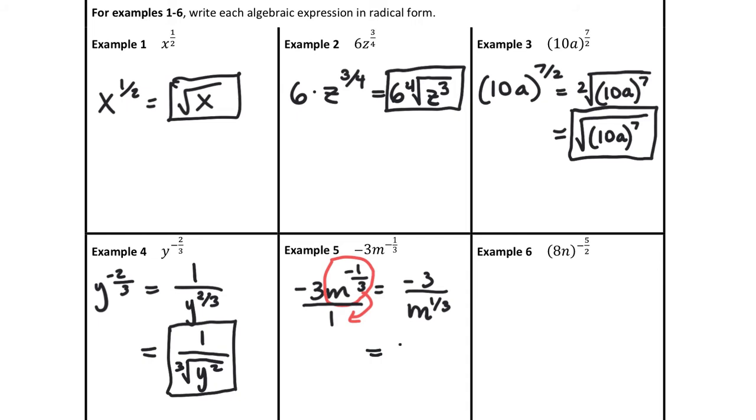And so we can rewrite it as negative 3 on top divided by the root symbol. And remember, something to the 1/3 is a cube root, so it just has the 3 in front, and there's usually a 1. The top number goes inside, right? But m to the power of 1 is just m. So we don't have to write the power of 1 here. And so that is our answer for example 5.